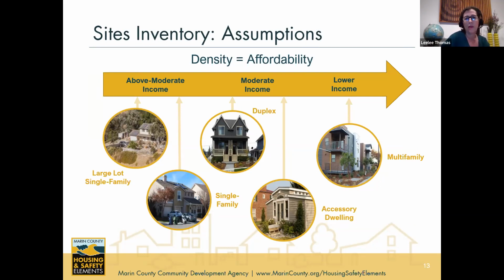And you can see that typically affordable housing, because of the high cost of land and development, is multifamily housing at a certain density. And we need to show that to the state, that in order for a site to count towards our lower income, it needs to be zoned at a high enough density for that development to develop feasibly. And accessory dwelling units, you can see here, are also a choice, and also one of the ways that we can meet our lower income needs or our moderate income needs. And we'll talk a little bit more about that later on.